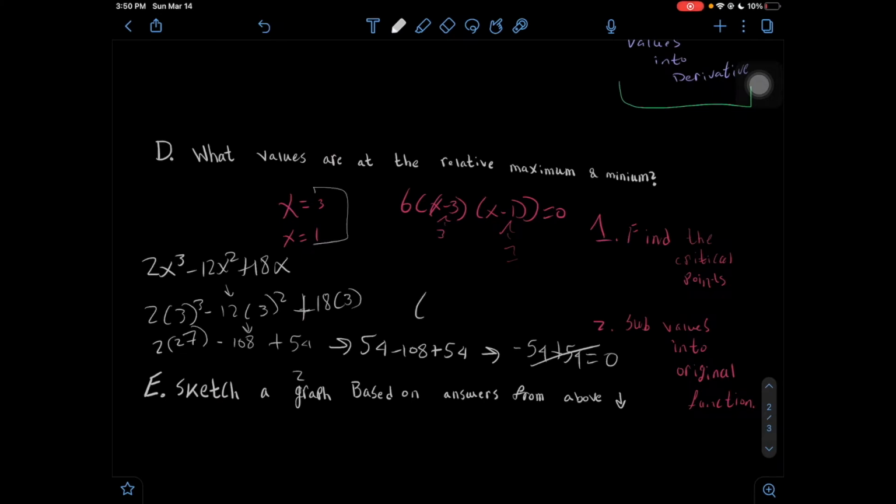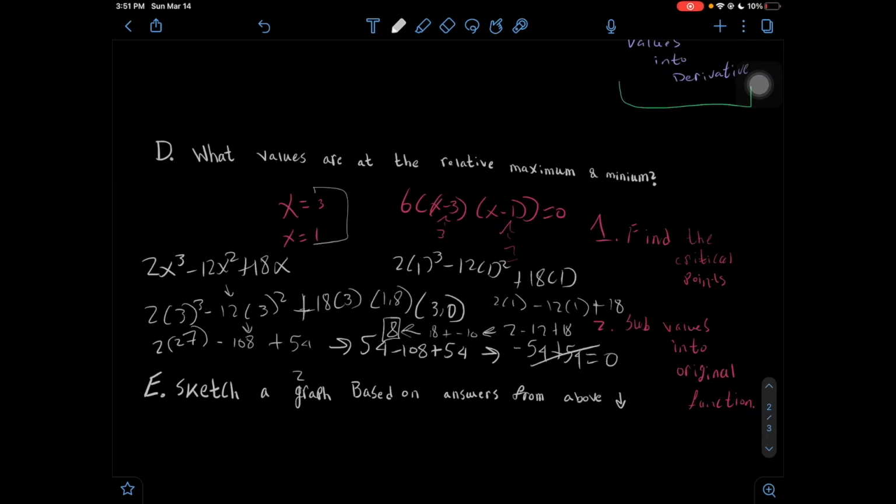So now we have a coordinate point of 3, 0. And we don't know if that's our max or min just yet. Let's just go ahead and find what the value is when x equals 1. Again, we're going to substitute in 1 to the equation. So we have 2 times 1 cubed minus 12 times 1 squared plus 18 times 1. 1 cubed is just 1, so we have 2 times 1. 1 squared is just 1 minus 12 times 1 plus 18 times 1, which is 18. So we have 2 minus 12 plus 18, which is negative 10 plus 18, which is just 8. So we have a coordinate point 1, 8.